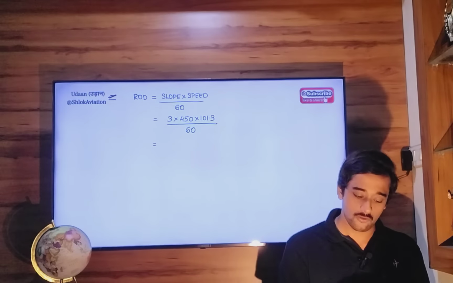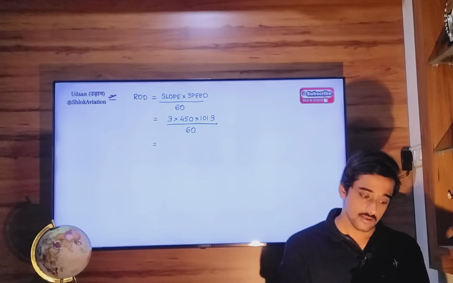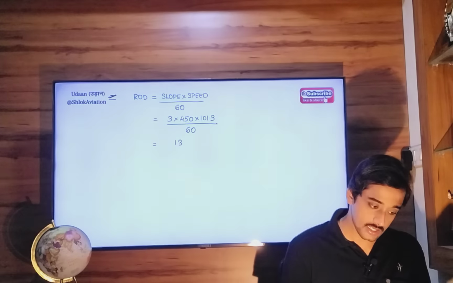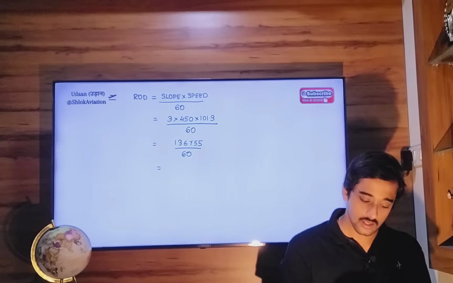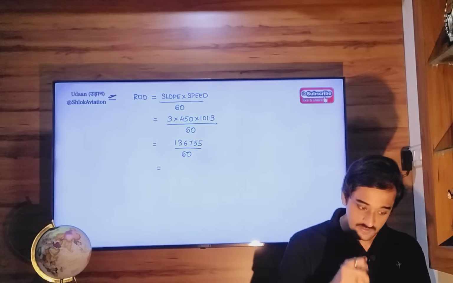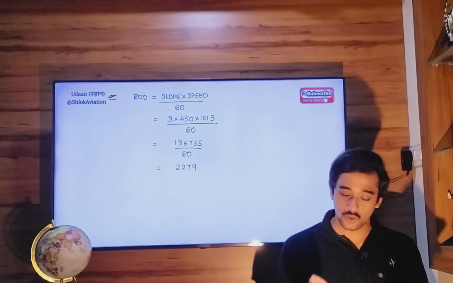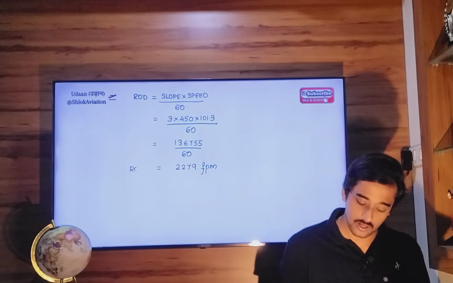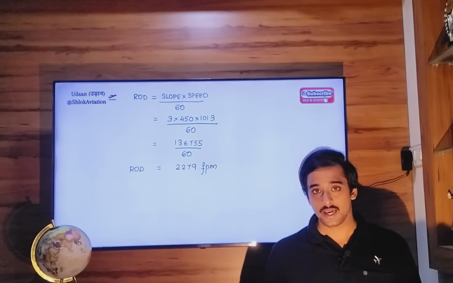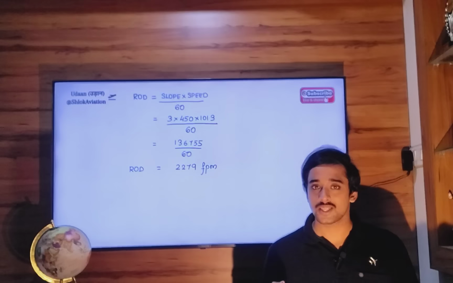So 3 into 450 into 101.3 is 136755 divided by 60. That is equal to 2279 feet per minute. So rate of descent is equal to 2279 or approximately 2280, 2300, whatever.